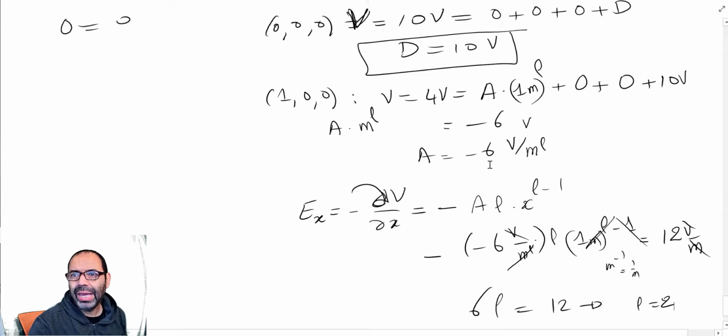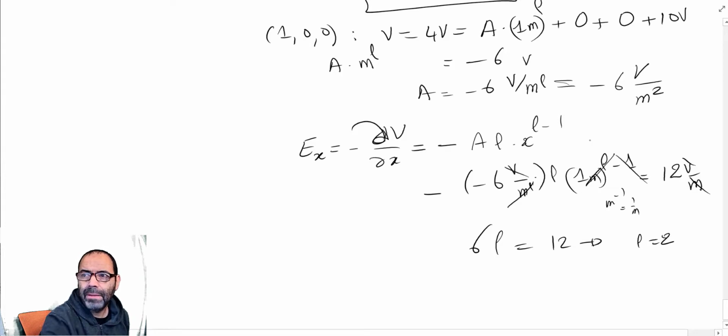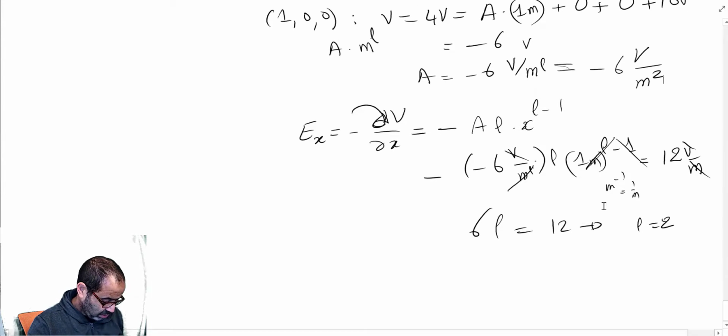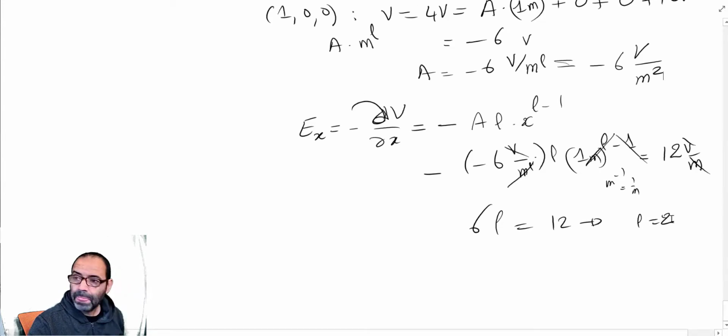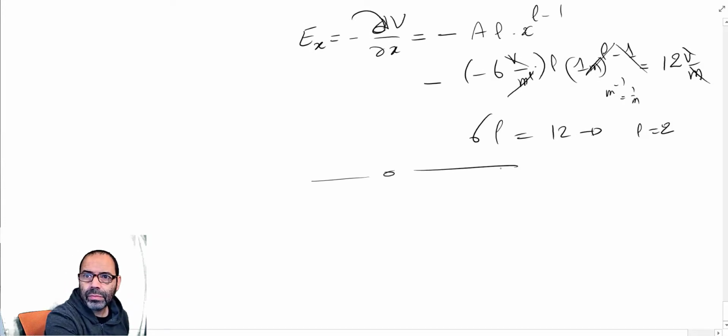So we have A as a function of L. So now I know exactly what A is, because I know that L is equal to 2. So I know that's negative 6 volt per meter squared. This is basically going to repeat itself time and time again to find the rest of the others. Basically, you go to the next point, which is of coordinates 0, 1, 0, and you do the same thing to find both B and M. So let's do that.